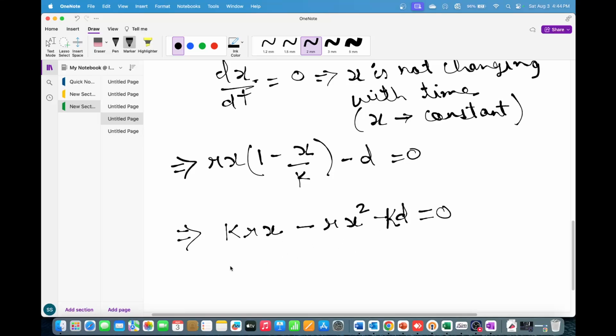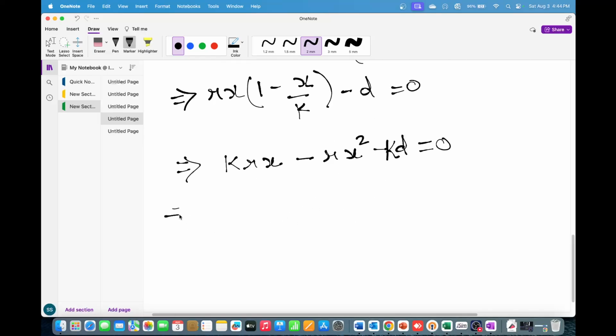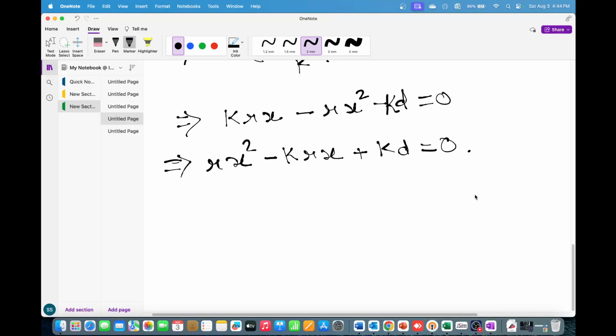Now this is a quadratic equation. Let me write it in a better way: Rx square minus krx plus kd equal to 0. This is the equation that you need to solve. Now this is a quadratic equation, and I am hoping you remember, but if not, you can just look up the formula for the quadratic equation. So I'll just write it here.